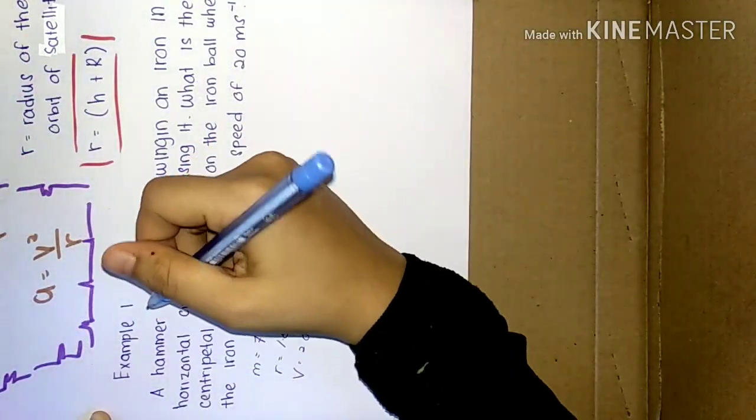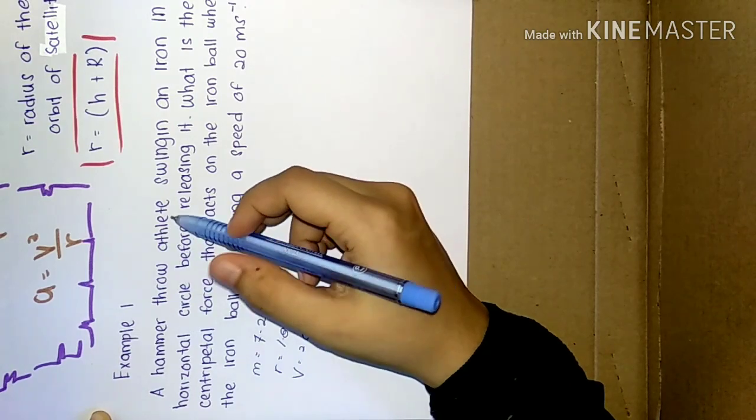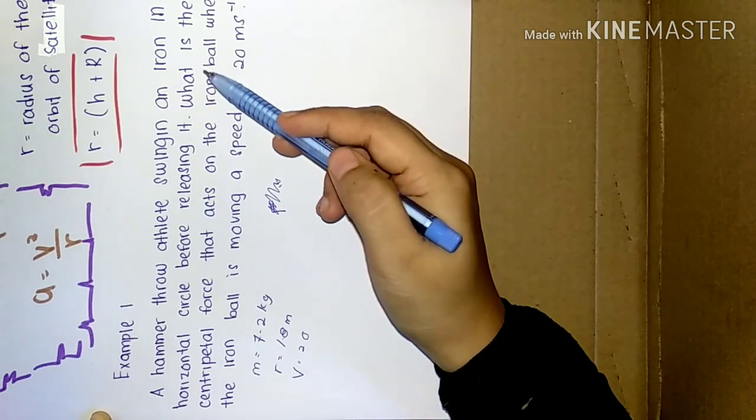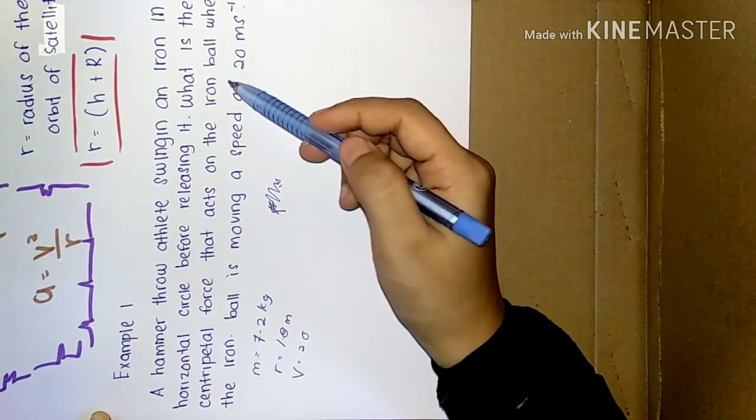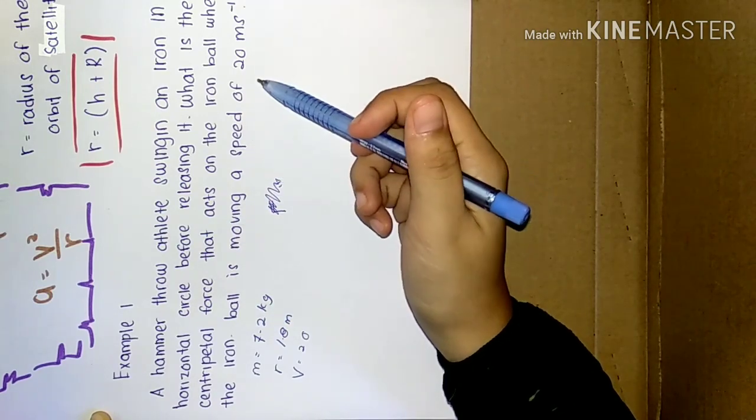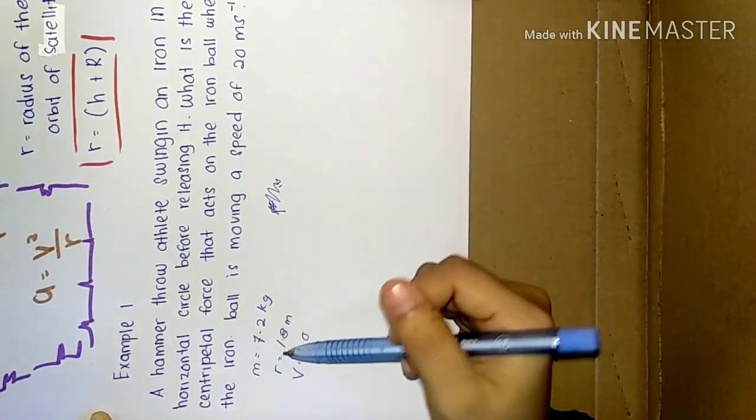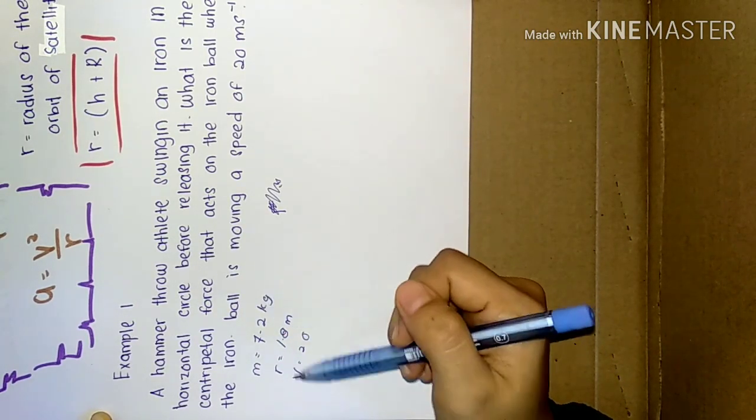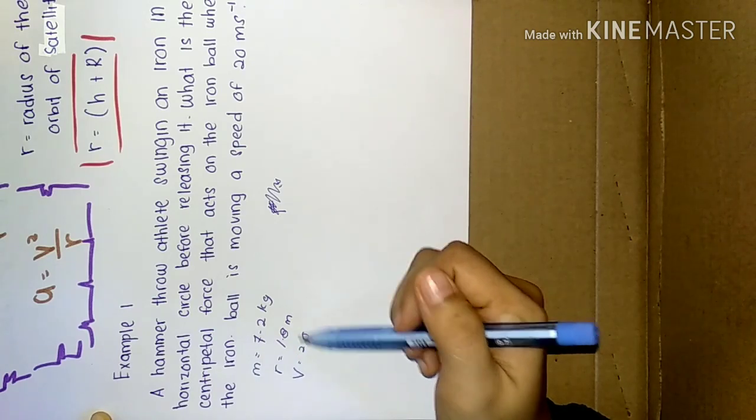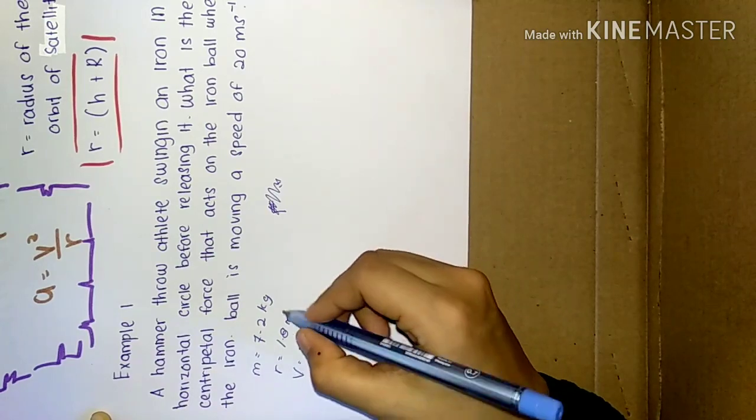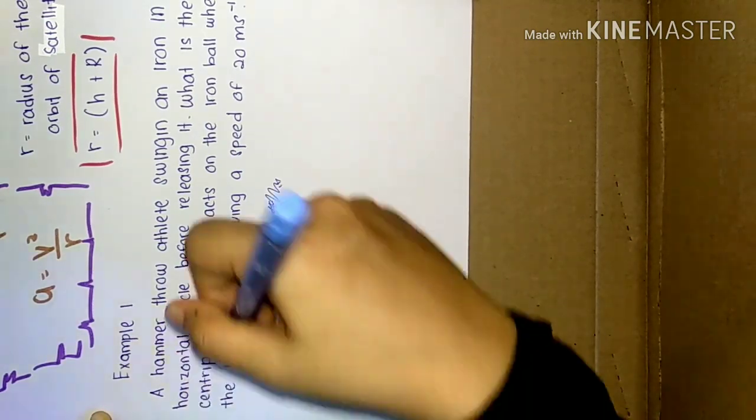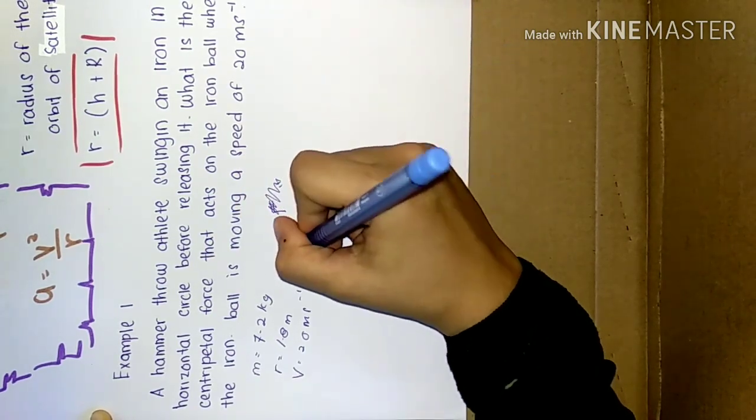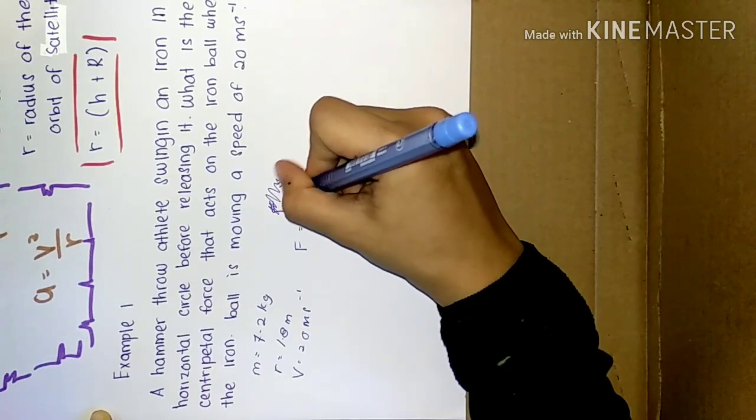Okay, next let's answer the example. A hammer throw athlete swings an iron ball in a horizontal circle before releasing it. What is the centripetal force that acts on the iron ball when it is moving at a speed of 20 meters per second? The question gives mass equal to 7.2 kilogram, radius 1.8 meters, and speed 20 meters per second. First, we write the formula for the centripetal force, which is F equal to mv squared over r.